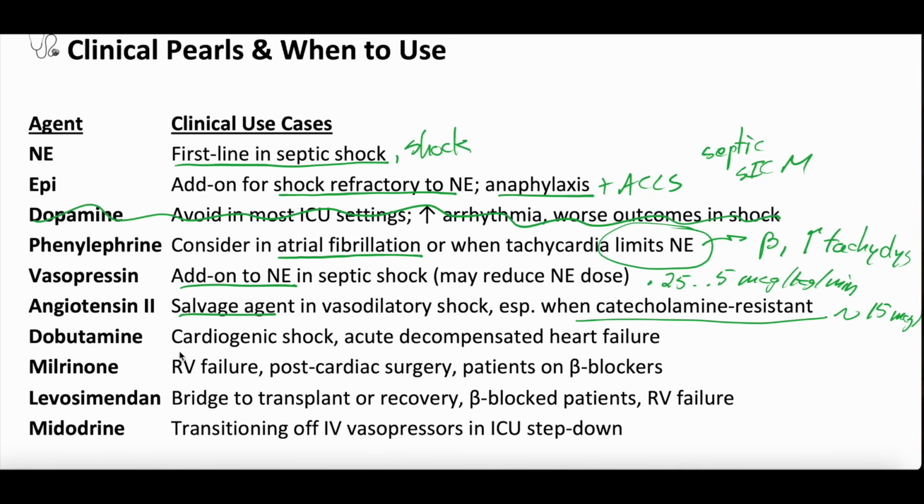Dobutamine is an inotrope. We use it in cardiogenic shock or acute decompensated heart failure. Similar to milrinone. Milrinone is a little better for RV failure because you get a little more pulmonary vasodilation. And milrinone is better for patients on chronic beta blockers because dobutamine acts through the beta receptor. So if those are blocked, dobutamine won't be as effective, whereas milrinone acts through the PDE3 pathway, so it's not affected by beta blockers. Levosimendan is not available in the USA. It's a calcium sensitizer. And then midodrine is an oral vasopressor that some people use to try to wean off IV vasopressors, but whether that works or not is still unclear.